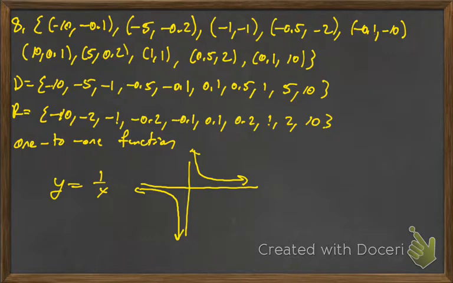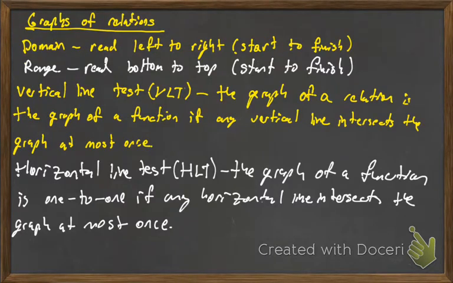Okay, so we've looked at finding domain, range, and is it a function, and is it a one-to-one function for sets of ordered pairs. We'll also look at it in terms of graphs. So if we have the graph of a relation, is it a function, what's the domain, what's the range, and then finally we'll look at the formulas of potential functions. All right, so graphs of relations. The domain is read left to right, start to finish. The range is going to be read bottom to top or low to high, and that's start to finish.